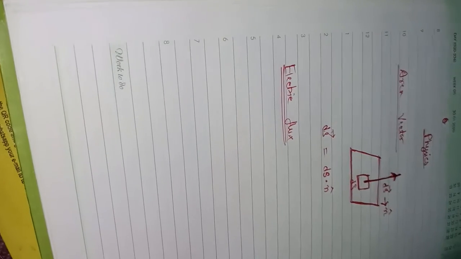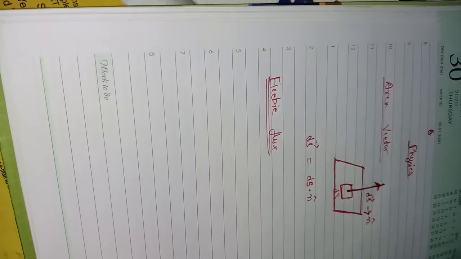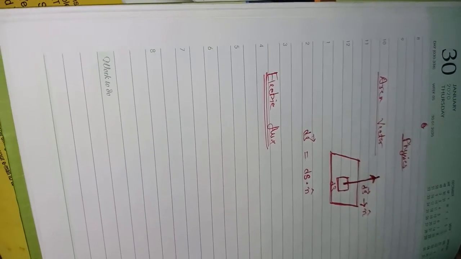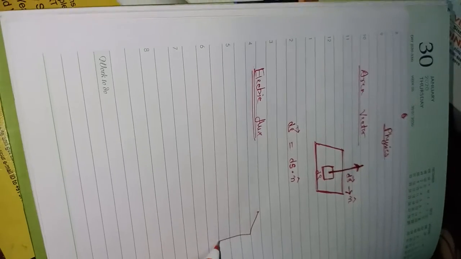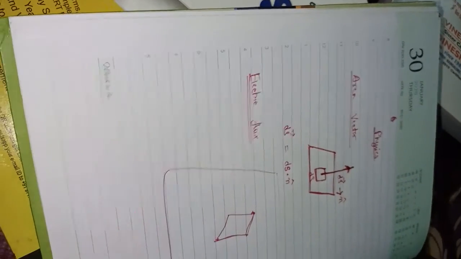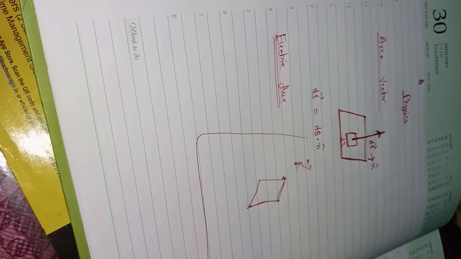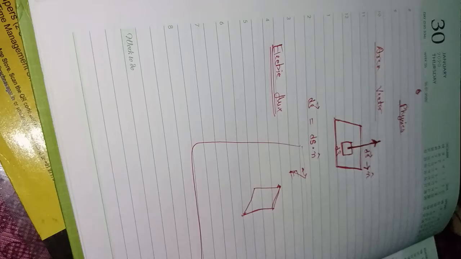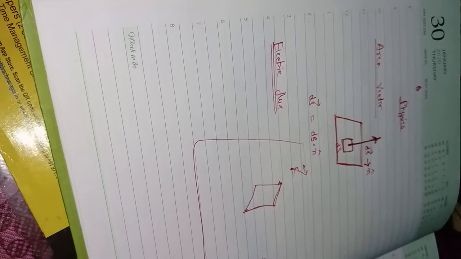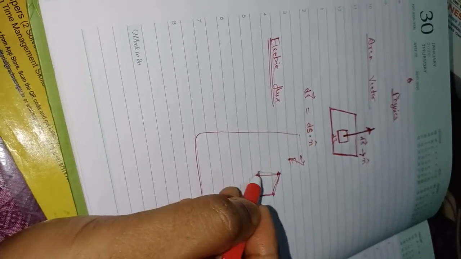Now we will discuss the electric flux. Electric flux means, we know about the electric field lines. Suppose this is one area placed in an electric field E. When this is placed in an electric field E, there are also electric field lines, and the electric field lines also pass through the surface area.